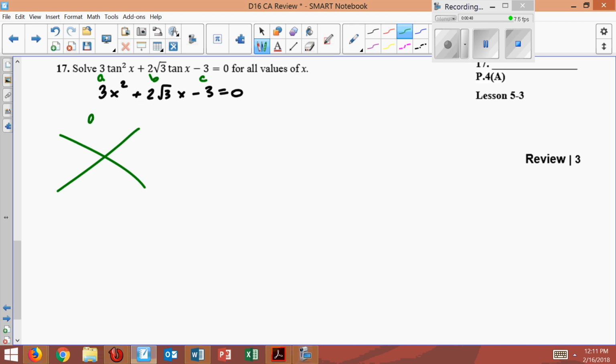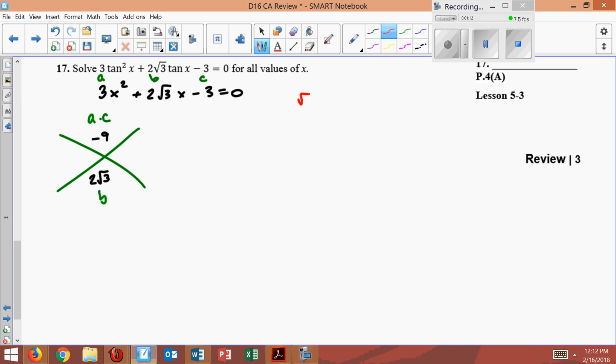When I want to factor, you do A times C on the top, and you place B on the bottom. So in this case, I have an A of 3 and a C of negative 3. So when I multiply, I get negative 9. And my B is 2 square roots of 3. Now we're looking for two factors that multiply to be negative 9, but add to be 2 square roots of 3. And here's where this is a little tricky, because of the square root of 3.